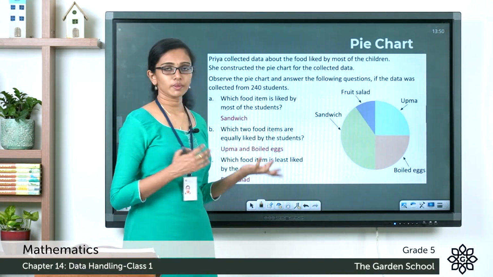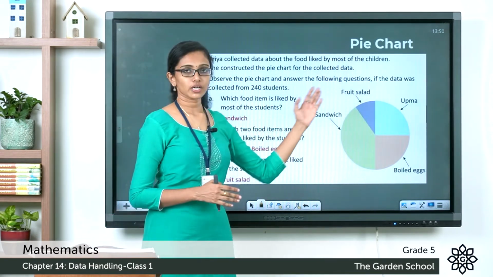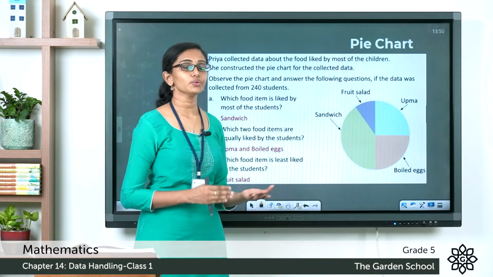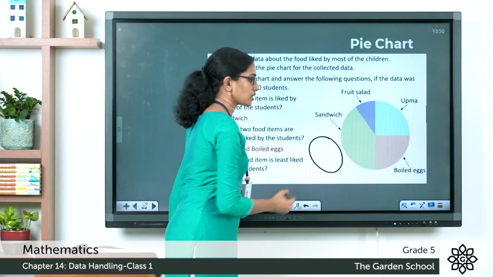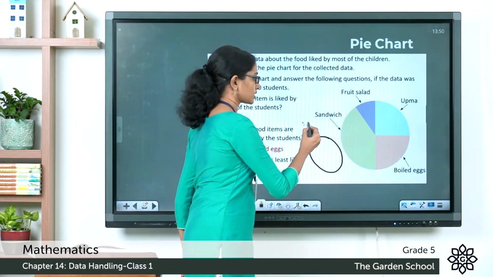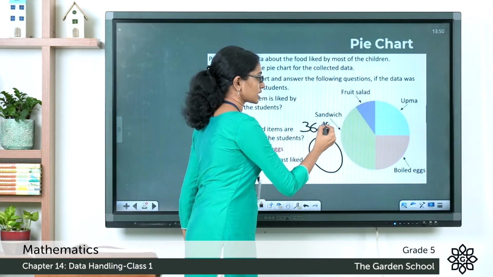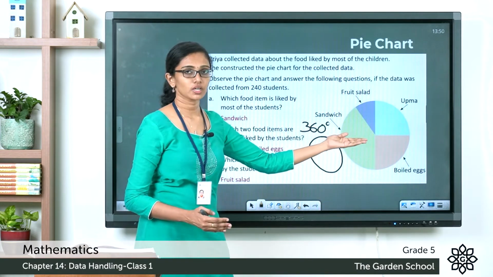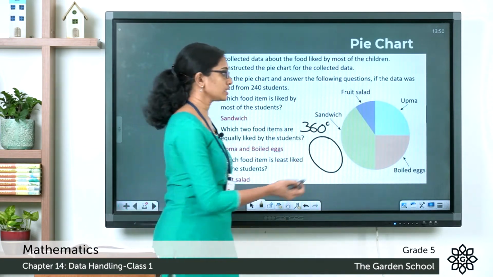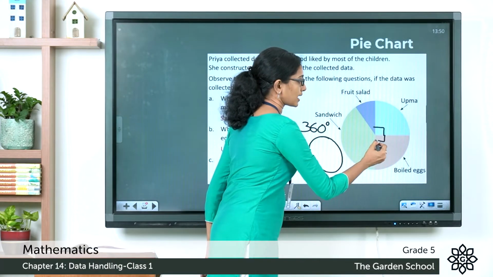Now you have to keep in mind one thing. In a pie chart, we are dividing a circle into parts. So we know that a full circle equals an angle measurement of a total 360 degrees. So when you divide that into parts to make pie sectors, you are going to create sectors having angles or angular measurement.